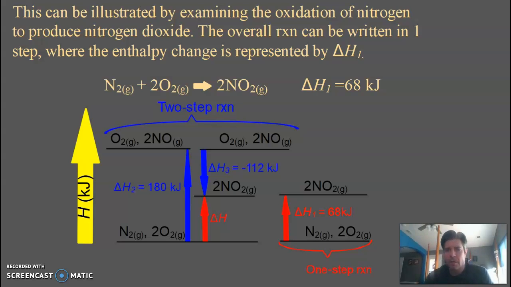Here's one example of diatomic nitrogen gas being added to 2 moles of diatomic oxygen to produce 2 moles of nitrogen dioxide. That gives the enthalpy of formation. We can write this as one step, but let's say we didn't know that, we could actually do this as 2 steps as well. So here's the 1-step example down here on the right. Here's the 2-step reaction. Let's say we only knew the 2-step reaction.